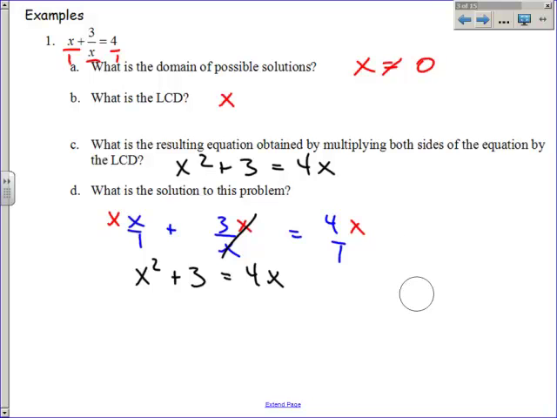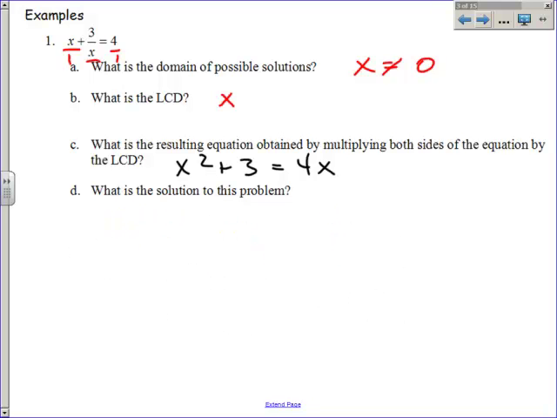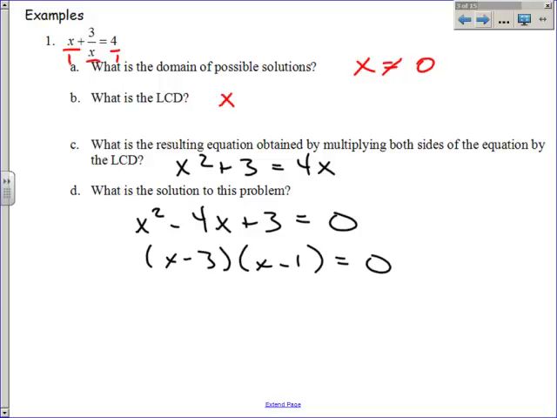Now I need to solve. I'm going to solve a quadratic by putting everything on one side of the equation and seeing if I can factor. So using x squared plus 3 is equal to 4x, I'm going to rewrite as x squared minus 4x plus 3 is equal to 0. Well, I can rewrite this as x minus 3 times x minus 1 is equal to 0. Hopefully we can factor. If not, we need to go get some more factoring practice.